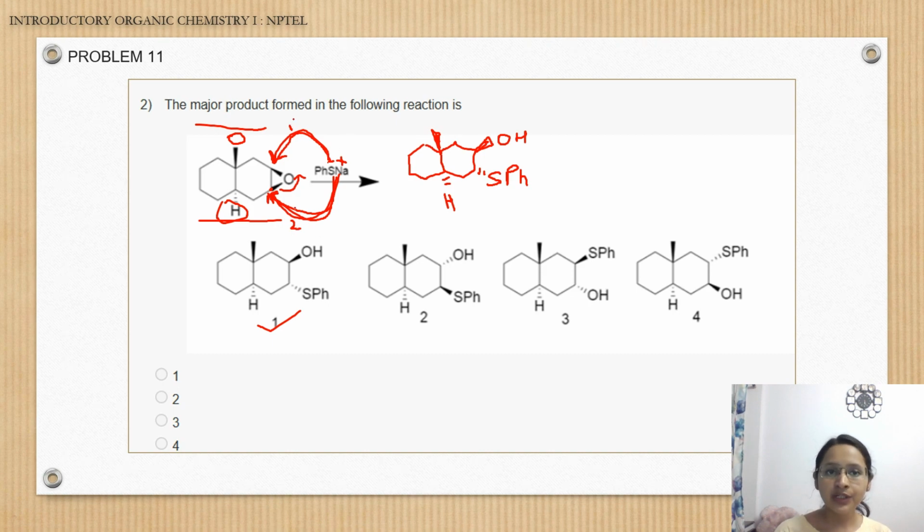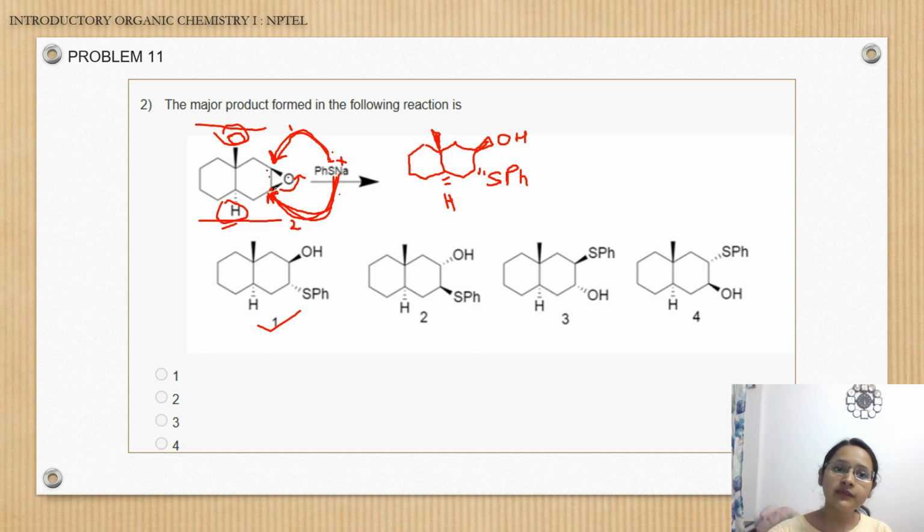So carbon number 2 is getting attacked because carbon number 1 is facing the interference of this methyl group, but here only hydrogen is present, and here you are safe because steric hindrance is not there. So the nucleophile prefers this side. Now, what is the reason for the stereochemistry? Because this epoxide is above the plane, methyl is above the plane, so one face is blocked.